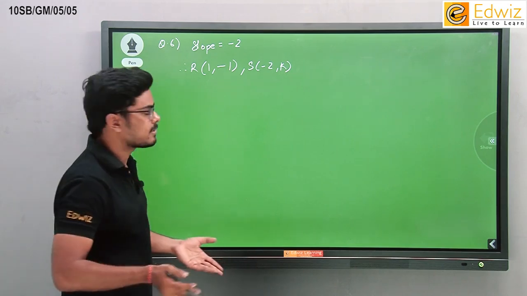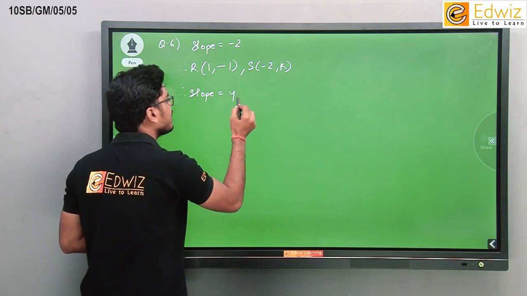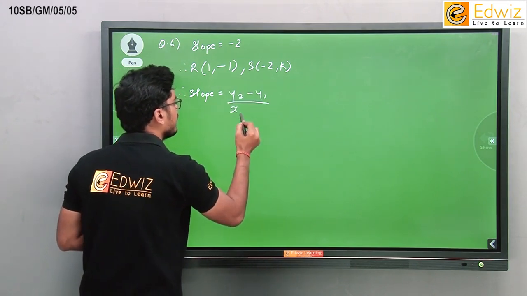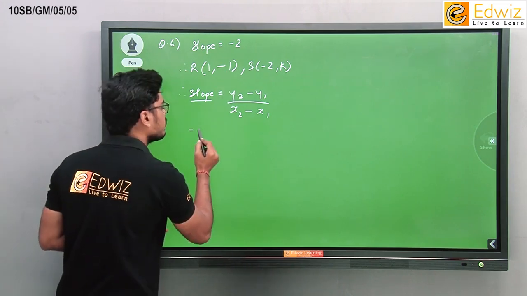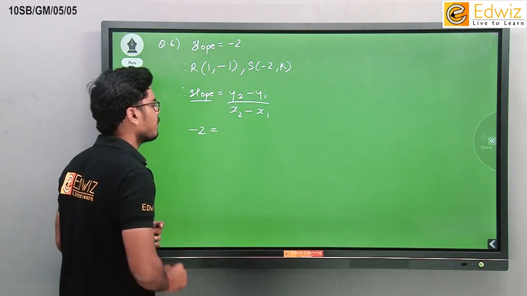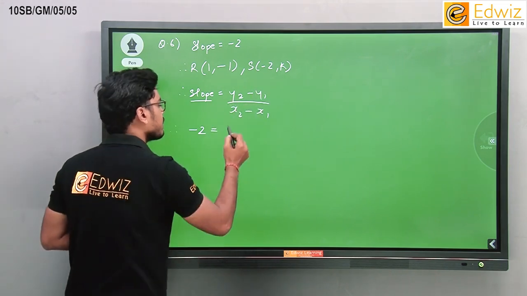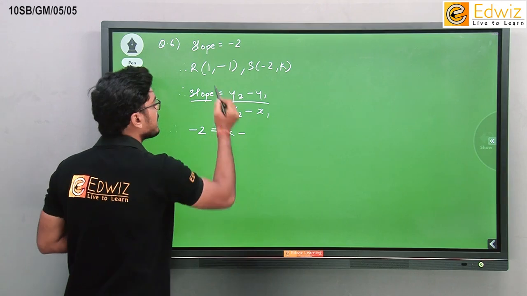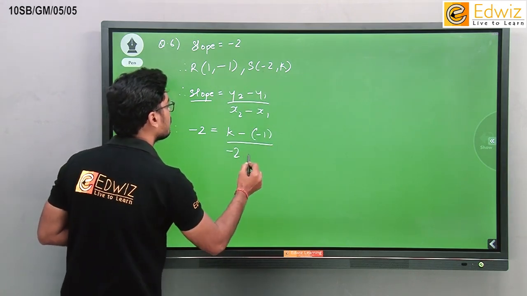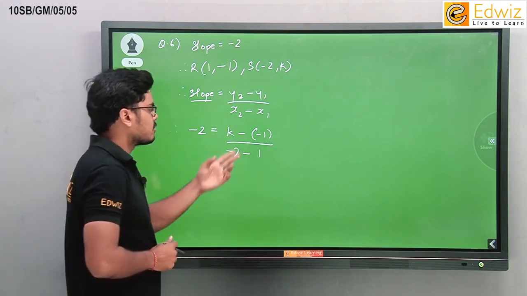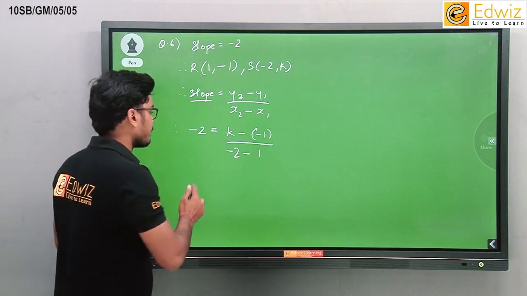Simple, just use the slope formula. So slope is equal to y2 minus y1 divided by x2 minus x1. But we already know the value of slope, that is minus 2. So I'll just write minus 2 instead of slope. This will be equal to y2 minus y1, k minus minus 1, divided by minus 2 minus 1. Correct? So in this whole equation we just have to find the value of k.